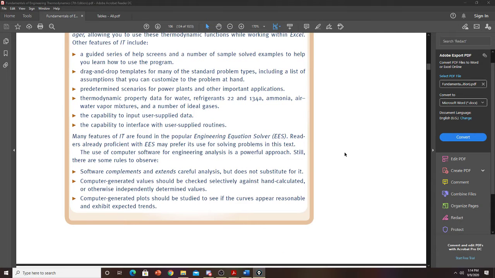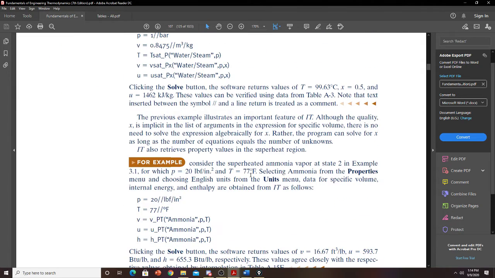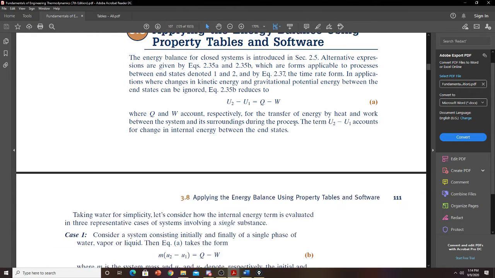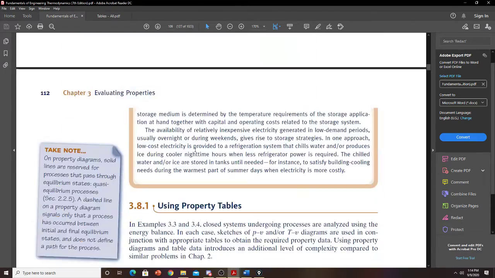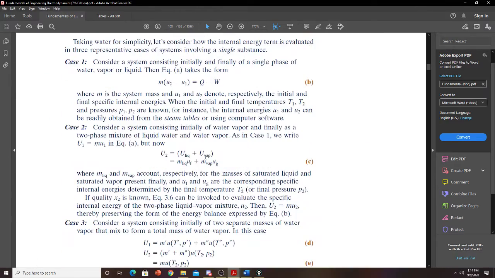Unfortunately, I don't have access to it because I'm at home, but at school, EES is there. So here it is right here: Engineering Equation Solver. Unfortunately, it costs a lot of money to buy, and I'm not really going to do it. All right, let me see if there's anything in here we need to talk about. Okay, I think it's good.